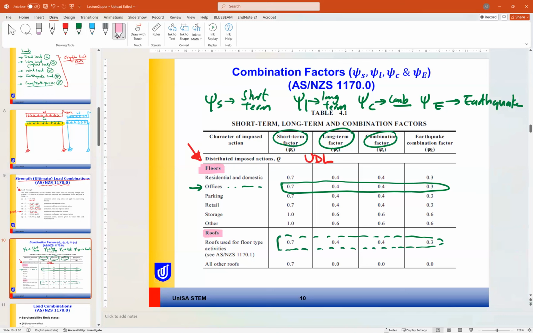For any other normal roof, any roof that is not accessible, the factor can be 0.7, 0, 0, 0, because all other roofs means inaccessible roof. If the roof is not accessible, not many people or no live load actually applies to the roof in this case. Any question?